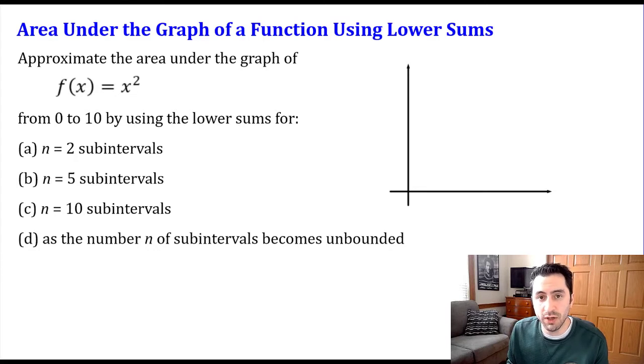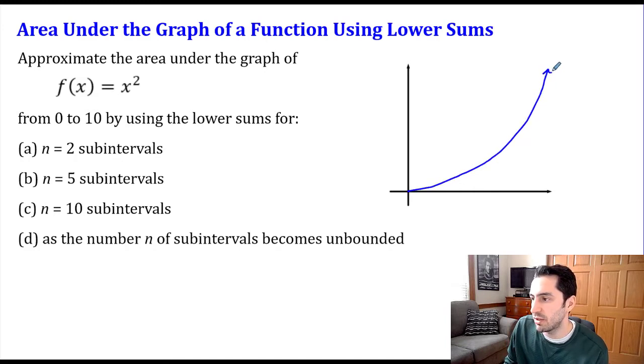So why don't we graph this function right away so we can take a look at it and we can point out a couple of things. So the function x squared, this is your quadratic. So I'm just going to sketch our graph, and it's going to look something like this. And we want to find the area under that function. So this is y is equal to x squared. And we want to go from 0 to 10.